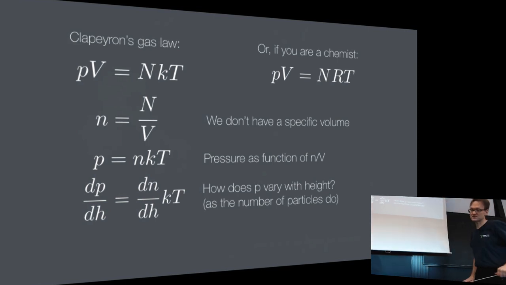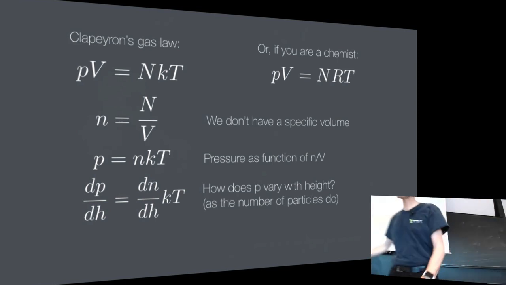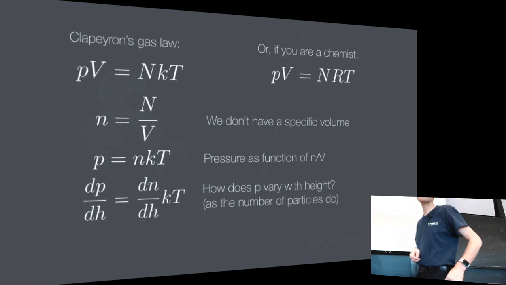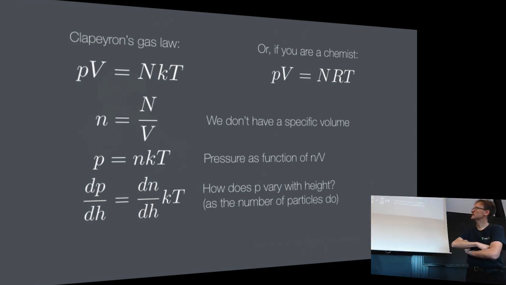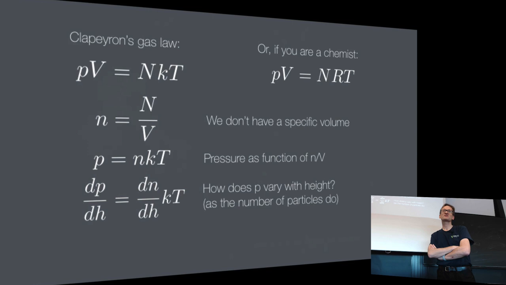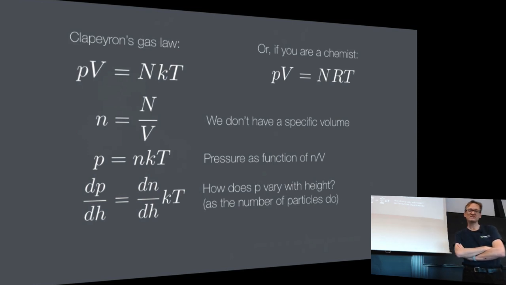I might draw something on the blackboard, but it's not particularly difficult, and I think I've added all the intermediate steps here. We have the gas law, and all the chemists know this by heart. It's PV equals nRT, but you're a physicist, so let's replace that R with a K. PV equals nKT. What is the difference between these two?